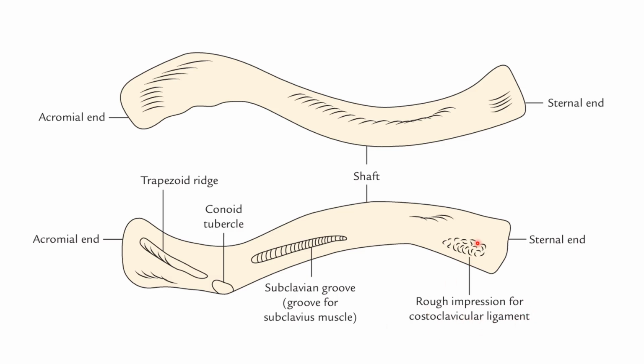Then we have a rough impression here for the costoclavicular ligament, and then we have the sternal end. This is the part that attaches to the sternum, which is the breastbone. Then the acromial end attaches to the acromion process.